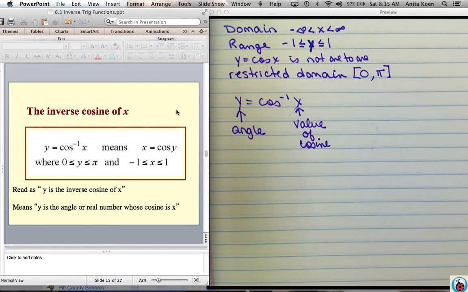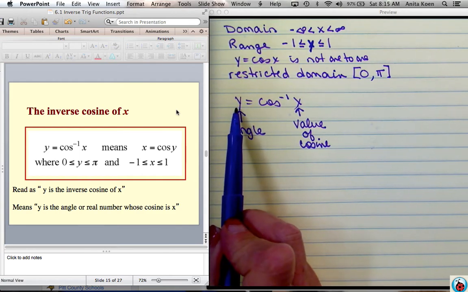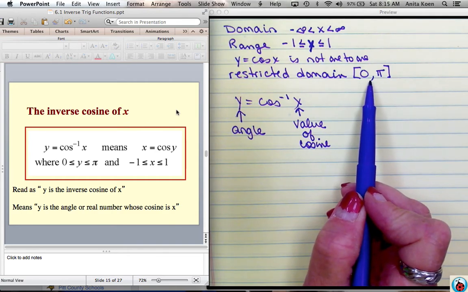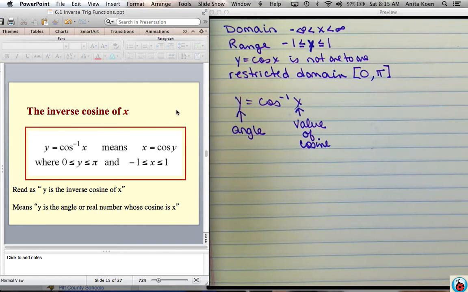So what I'm looking for here is an angle. Now, what I need you to remember is that with the cosine, this angle has to be within this restricted domain of 0 to pi. And the x has to be within -1 to 1 inclusive.